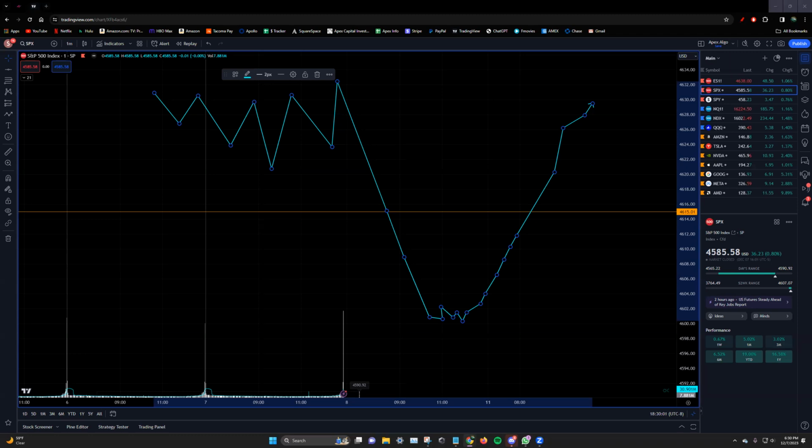Sometimes when gamma is negative, the market could keep dropping. Yeah, because dealers are trading with price action, so they can continue to rip it down. Right, so it's following the price action.